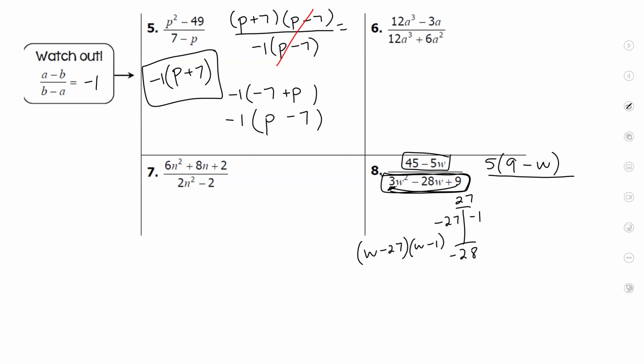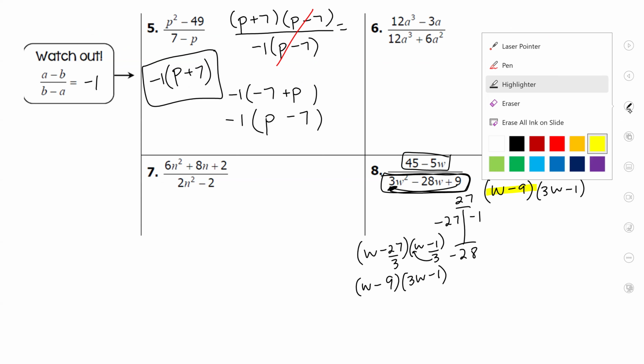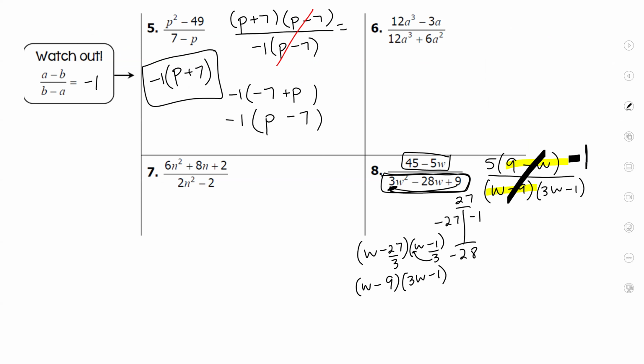Because we multiplied by 3 in the beginning, we're going to divide by 3 in the end. This will become w minus 9. And this will become 3w minus 1. So those are your factors: w minus 9 and 3w minus 1. What does the rule say? That this and this become -1. So your answer, this right here is just -1. So 5 times -1 is just a -5 over 3w minus 1. This is your answer.